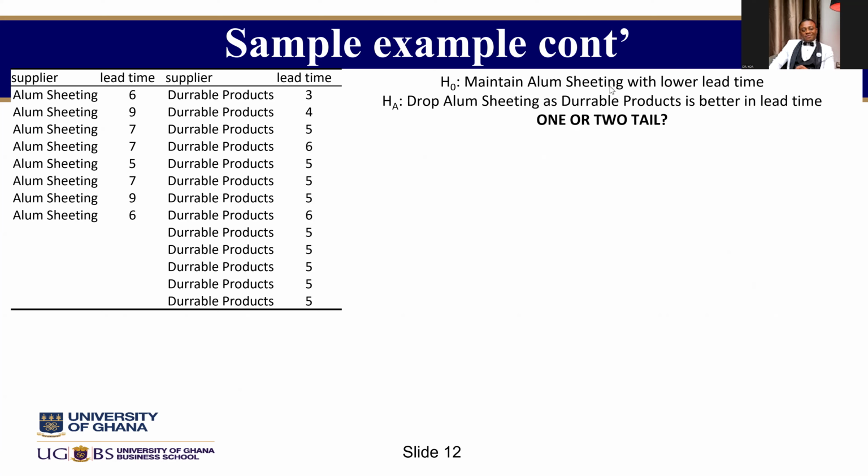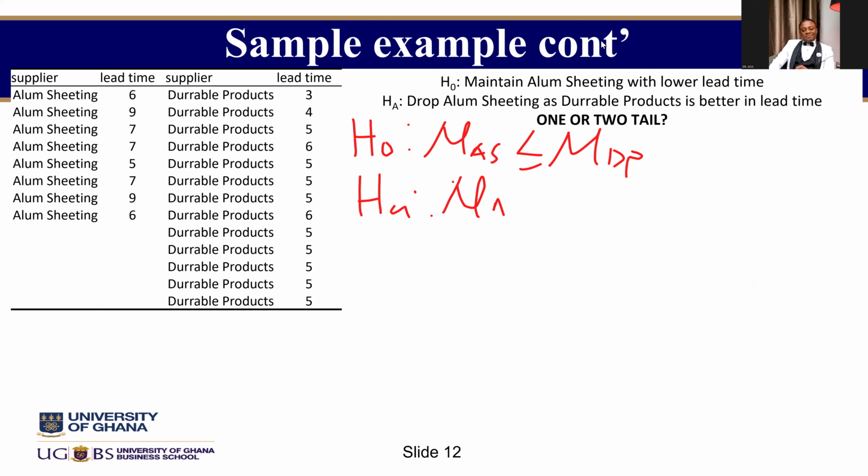let me write it, because if you don't write it, somebody will say that he doesn't understand. So the null hypothesis will be mu. Normally your mu1 will be alum sheeting, so you can still use mu1. I only like to sometimes make it practical. Mu alum sheeting less than or equal to mu durable product. And then the alternative will be mu alum sheeting greater than mu durable product. And what they mean is what is above.